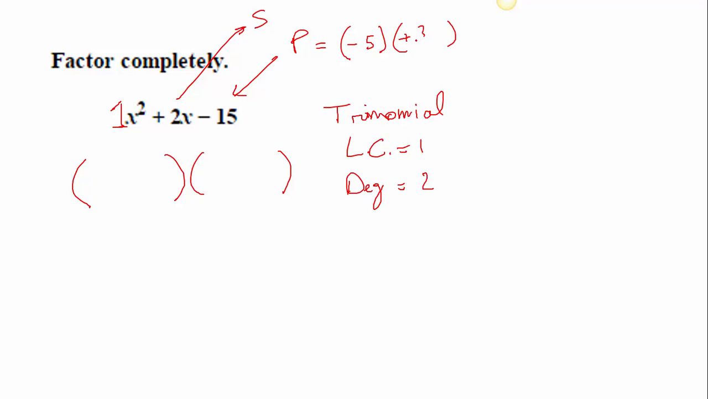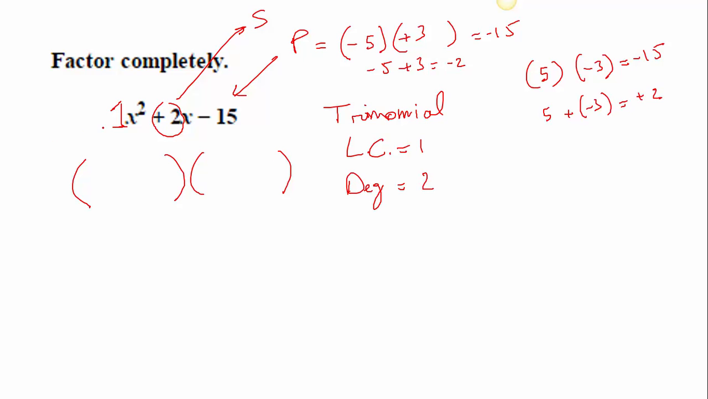So we're trying to find two numbers, one negative, one positive, whose product is negative 15. Let's try 5 times 3. But negative 5 times plus 3 is negative 15, but the sum is negative 2 because negative 5 plus 3 is negative 2. But we want plus 2. So that's why we have to switch the minus sign here. And we take 5 times negative 3. We still get negative 15, but when you add them, 5 plus negative 3, that's going to give you a plus 2, which is exactly what we have here. So that's the answer. X plus 5, x minus 3.